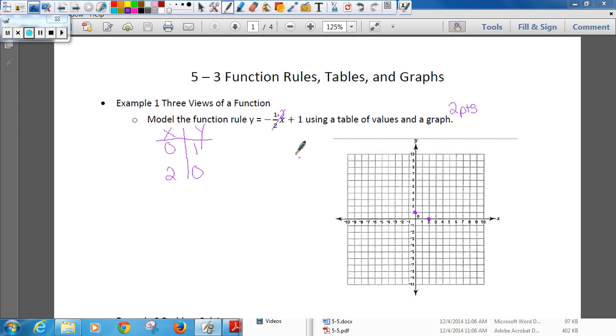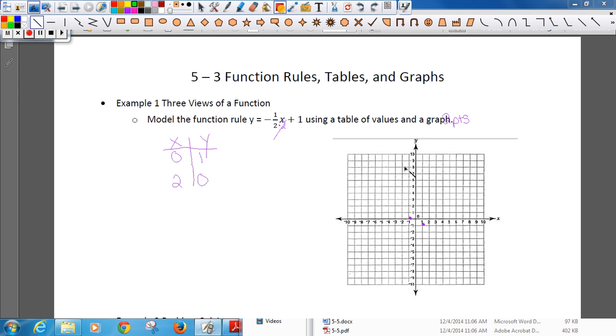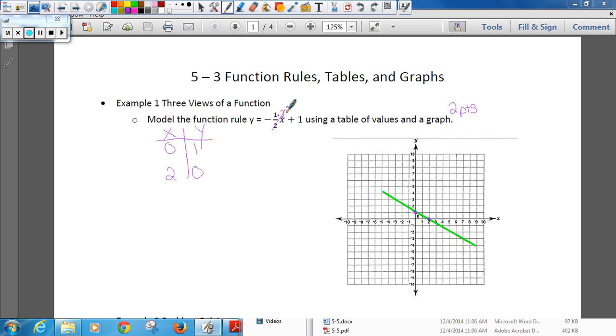And it's in the form y equals mx plus b, so we discussed that if that's true, then it's going to be a straight line. So then we connect our points with a straight line. This one happens to be going downhill. And we should have known that before we graphed it, because my slope right here, my m, is a negative. Put arrows at the ends, and there's your graph. So again, the 3 views of a function is the equation form, the table of values, and the graph.